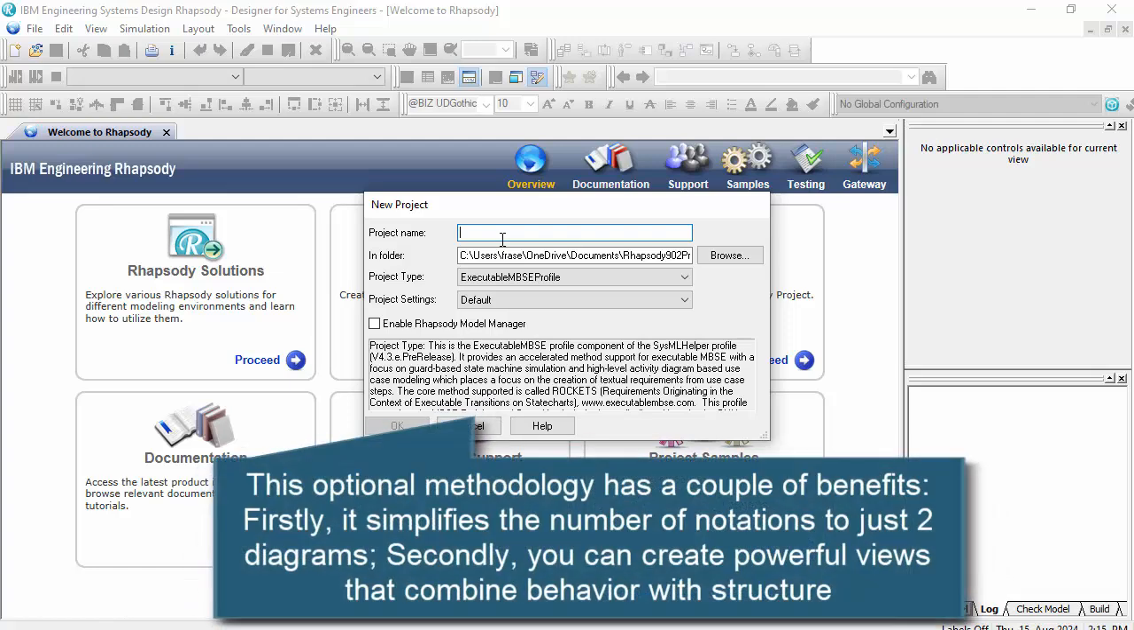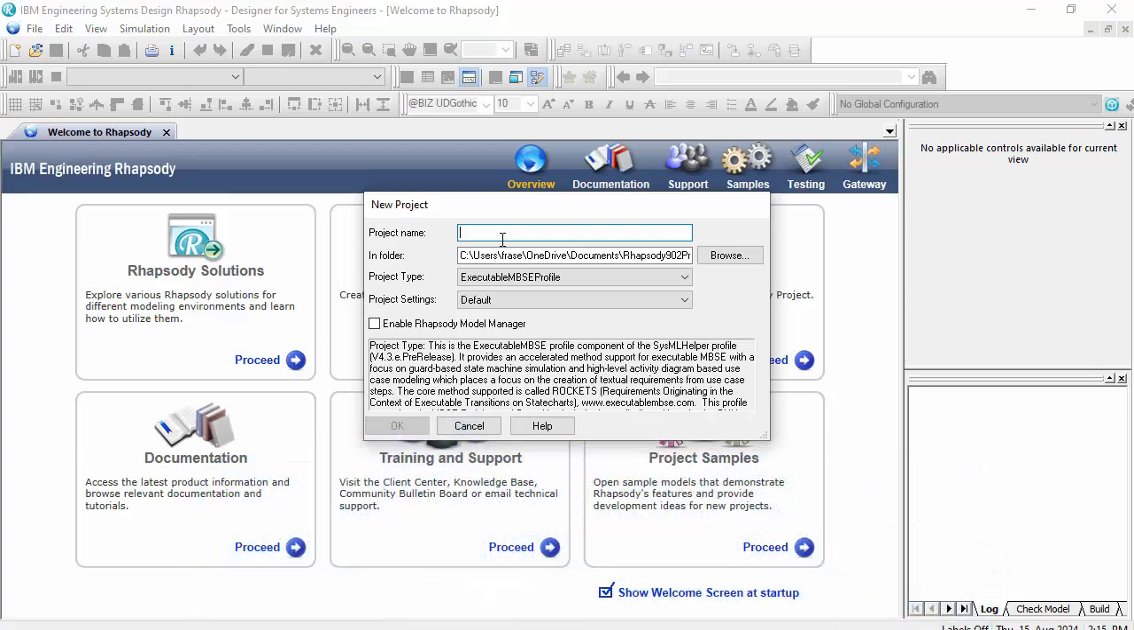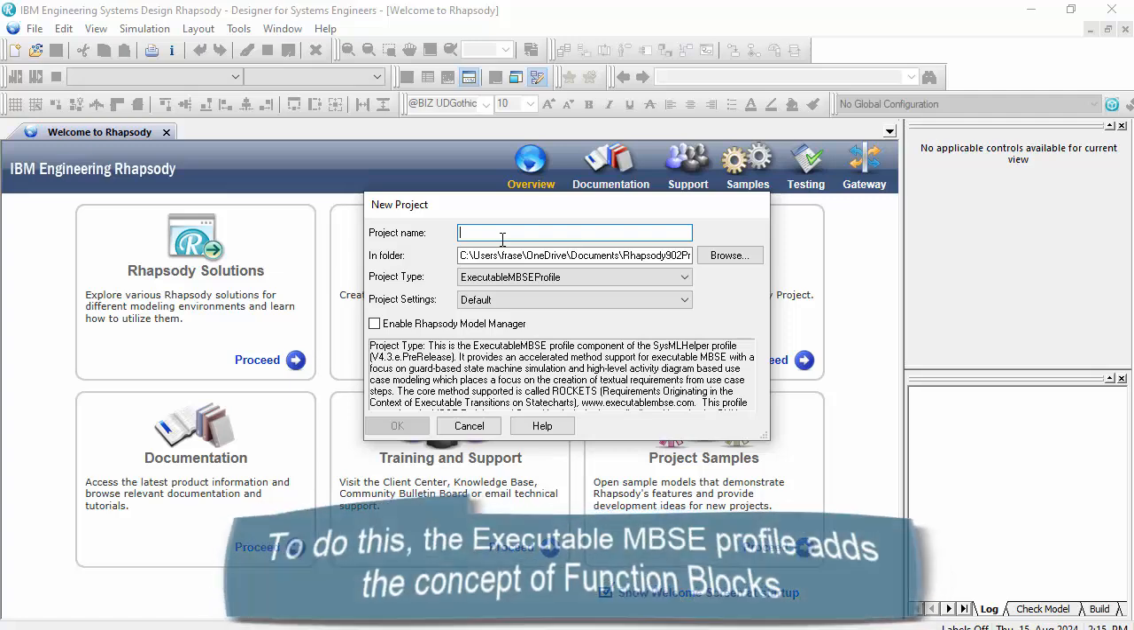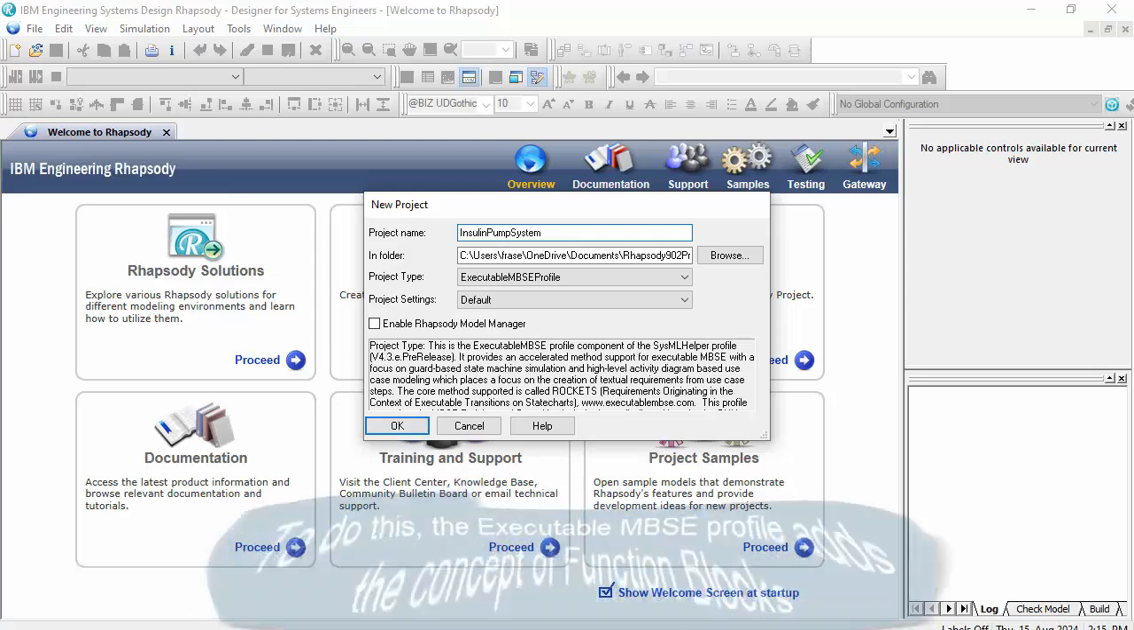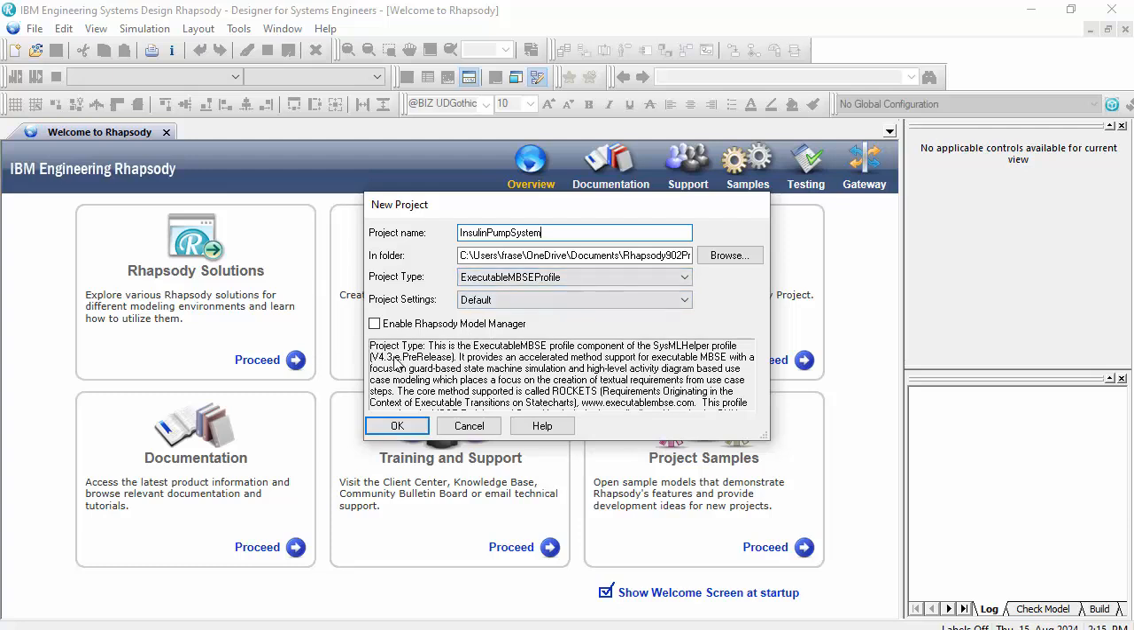And the intent of that methodology is to simplify SysML. So if you understand how to do block definition diagrams, internal block diagrams for structure, then you would understand how to do it for behavior, and then you can take those two decompositional trees and dovetail them together. This is an approach around function block modeling. So I'll do the insulin pump system again, and I'm going to use the ExecutableMBSE profile. This is the 4.3e version.